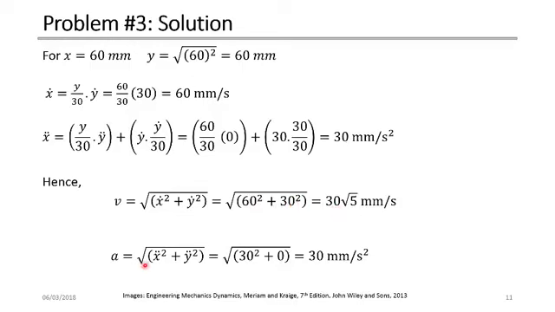The acceleration is the square root of x double dot squared plus y double dot squared. The x double dot squared is 30, we found it here. So it's 30 squared plus the y double dot, which is 0. So we have here 30 millimeter per second squared. So I've got now the total velocity and the acceleration of the pen when x is equal to 60 millimeter and y is equal to 60 millimeter.